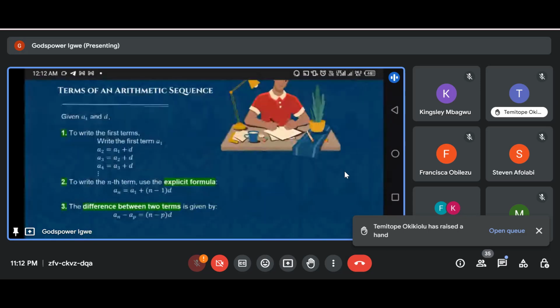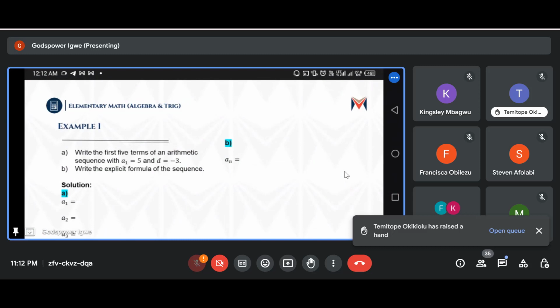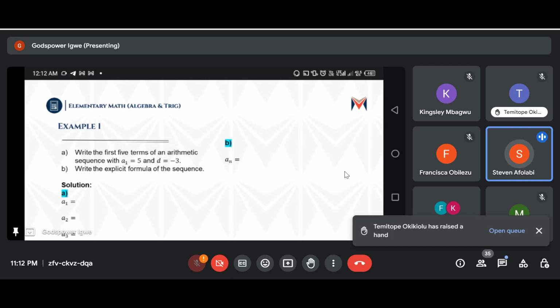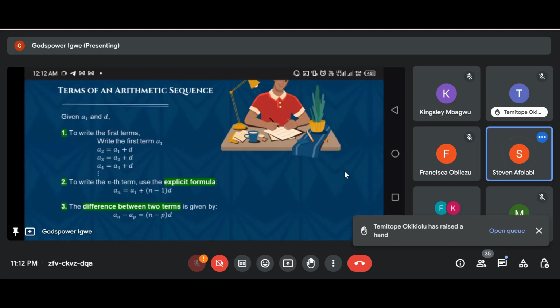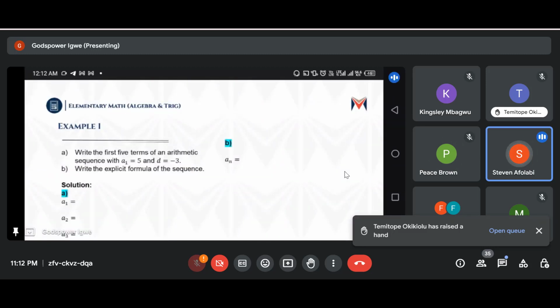The other part says the difference between two terms. Do we get that part? n minus p. Do you know what p is in the equation? If you want to get the difference between the two terms, the first and the second term, you take the second term minus the first term. That's A2 minus A1, which is equal to the common difference.